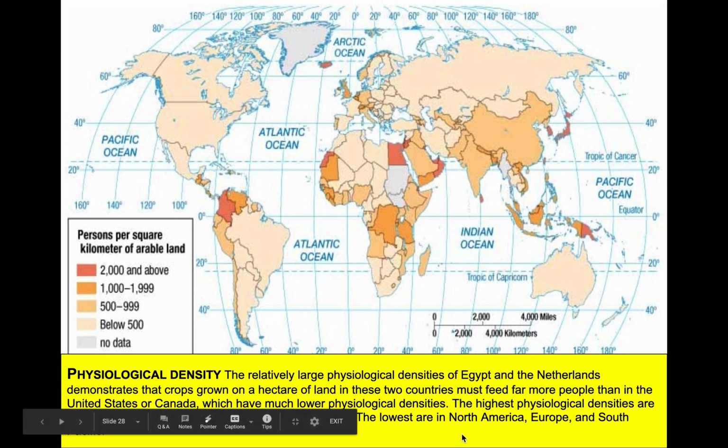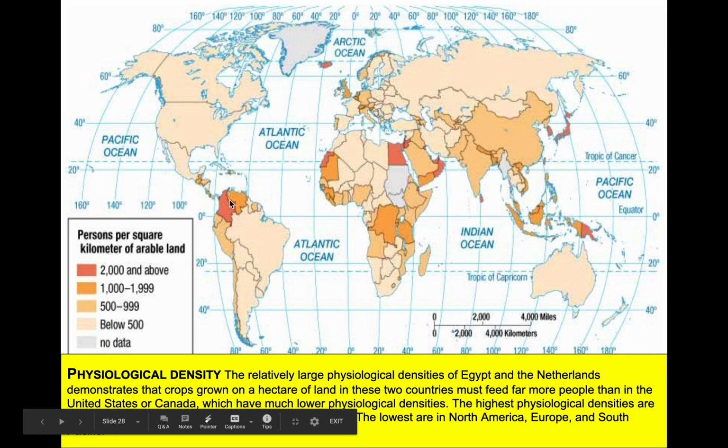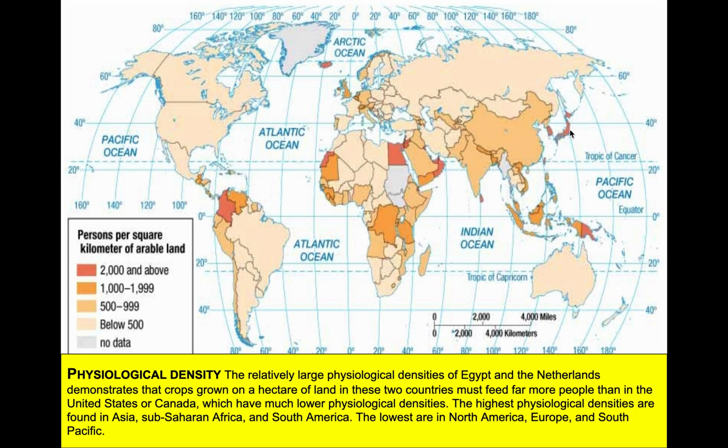All right, physiological densities, we can see where they're the highest, and we already talked about the concerns of Egypt, where people living in the country of Egypt will have hardships finding proper nutrition. Also, we can see high physiological densities in Colombia in South America, and in Japan, but we know that Japan has efficient farming, so they're not going to have large populations lacking proper nutrition.